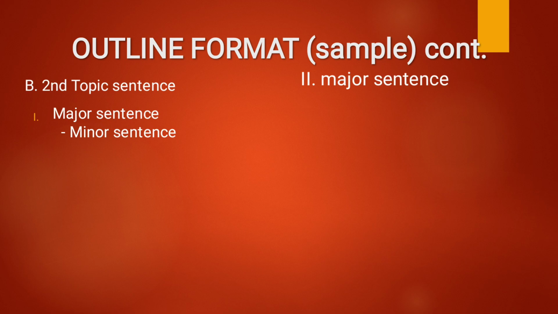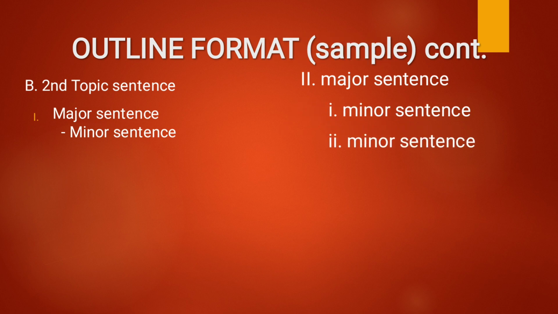Now let us assume that this major sentence, unlike the first major sentence, has 2 minor sentences under it, then they will not attract dash. Rather, they will attract numbering, which is what? I. And then II. Because it is not only 1 minor supporting sentence, that's why I'm using I and II. I hope it makes sense.